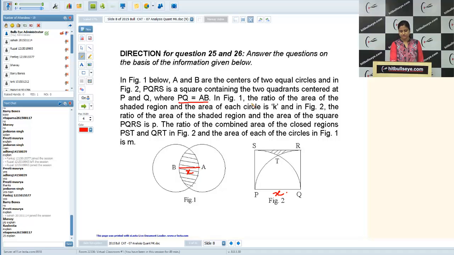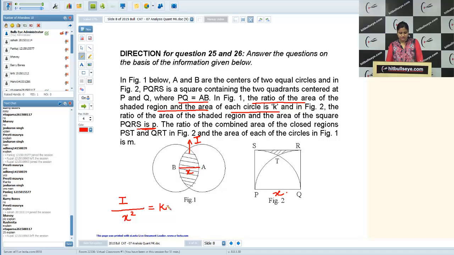Now the first condition: the ratio of the area of the shaded region and the area of each circle is K in figure 2. In figure 1, the ratio of the area of the shaded region, let us call it 1, divided by the area of the square PQRS is P. What is the area of the square PQRS? It will be X square. This is given as K. Is it okay? The ratio of the area of the shaded region and the area of each circle is K.